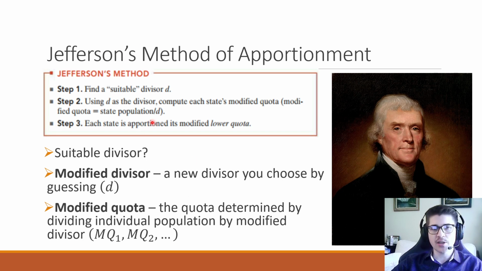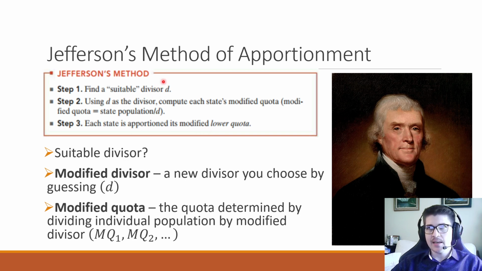But let's go ahead and just look at how Jefferson's method is presented in the book. I think it's a little bit confusing in some ways, so I wanted to give you my own 2 cents on this. It says step 1, find a suitable divisor D. Step 2, using D as the divisor, compute each state's modified quota. Each state is apportioned its modified lower quota.